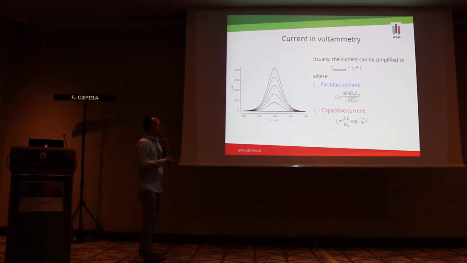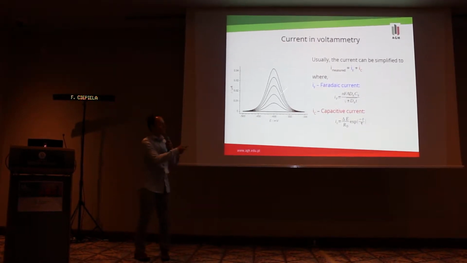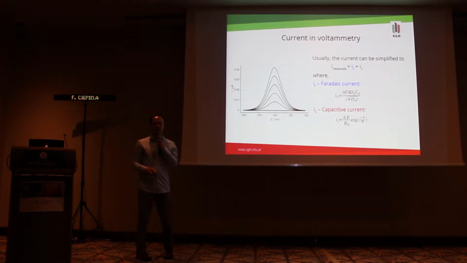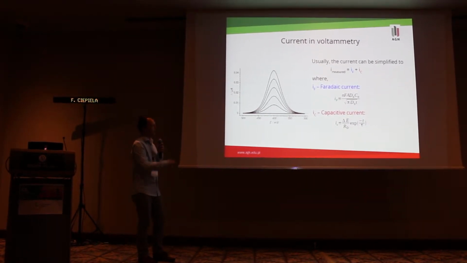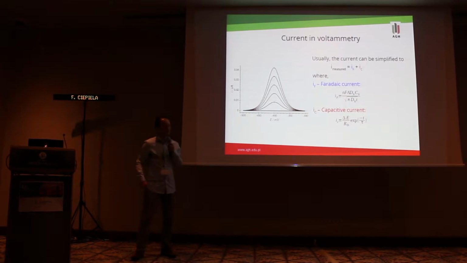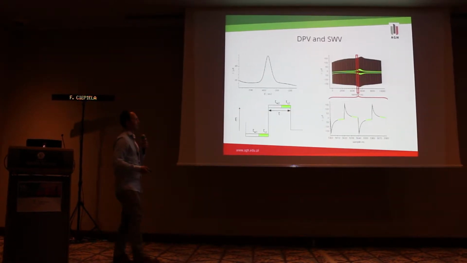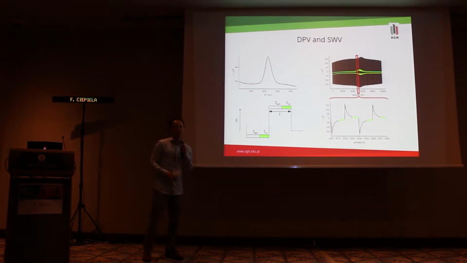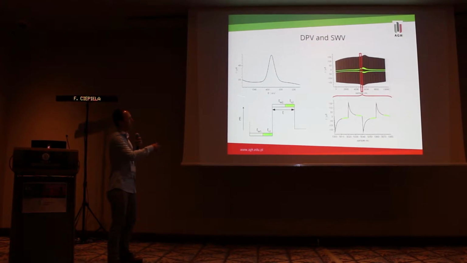Another thing I would like you to notice is that both of these currents differ in these equations with respect to time. So Faradaic current is 1 over square root of t, and capacitive current is exponent of minus t. So now I go a bit further: differential voltammetry and square wave voltammetry. When you measure something, this is what you get.